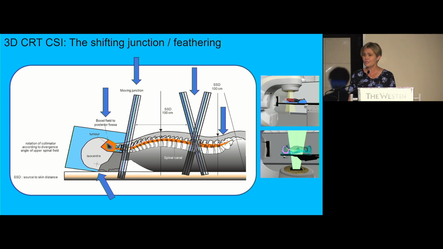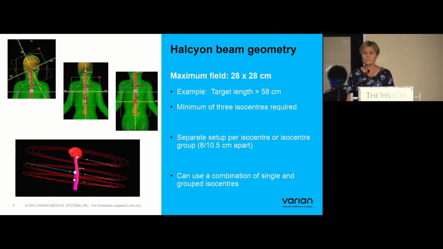We know in the 3D world, we used feathering multiple plans. Any physicist in the room will know how they hated a 21 field plus plan coming to them for quality assurance. But all of this changes when you move to inverse planning techniques. We can plan prone, we can plan supine. In Groote, the tradition was changed from prone to supine because the sedation is a lot easier for the children.